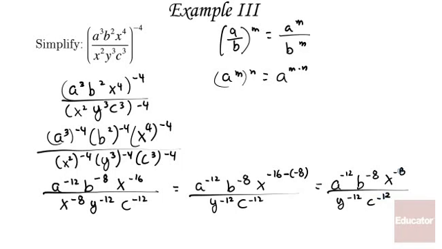Now, I have a lot of these negative exponents. Recalling the rule for negative exponents, a to the negative n equals 1 over a to the n. Therefore, if I move everything in the numerator to the denominator, those exponents will become positive. For the ones in the denominator, I have to switch those to the numerator for them to become positive. Therefore, I'll end up with y to the 12th, c to the 12th, over a to the 12th, b to the 8th, x to the 8th.